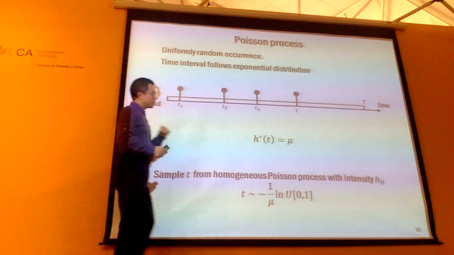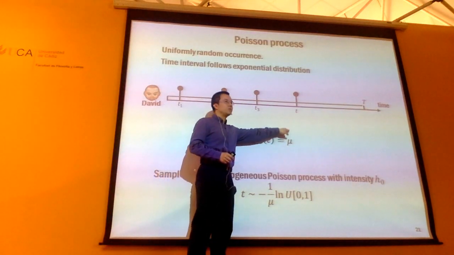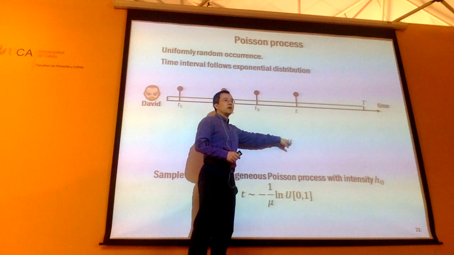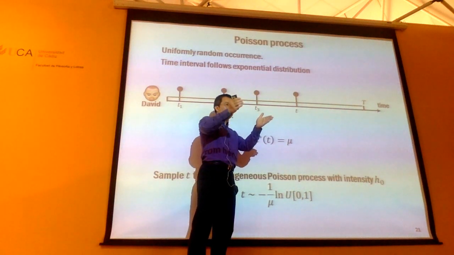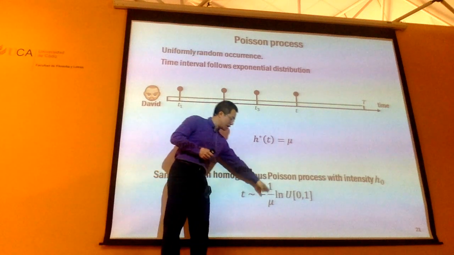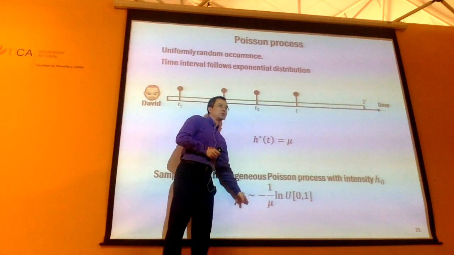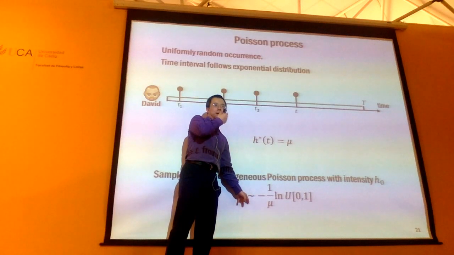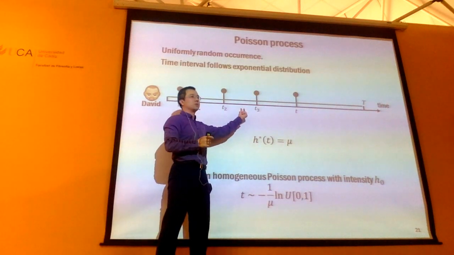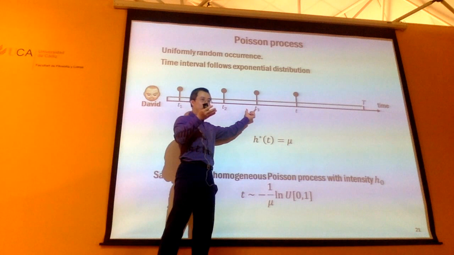So the meaning of this intensity here is, suppose mu is high, right? That means that you actually see more events in a unit amount of time, right? So if mu is large, then you get t very small, that means the next event comes very quickly, right? The time gap between two events is going to be small. You're going to see the next event very quickly, okay?